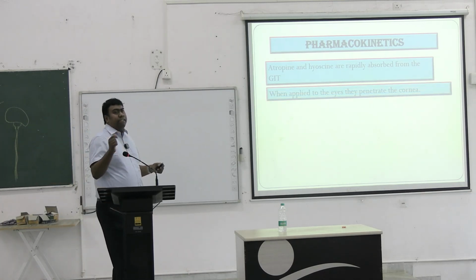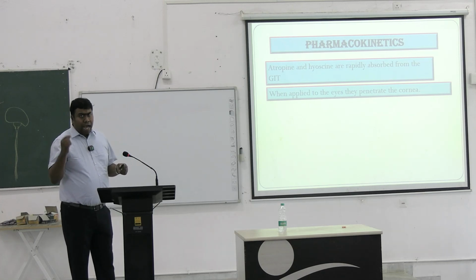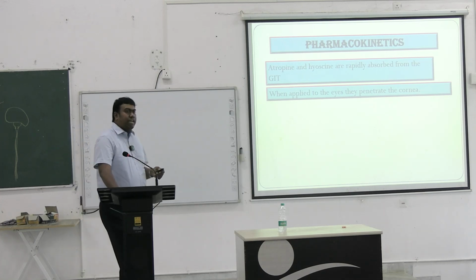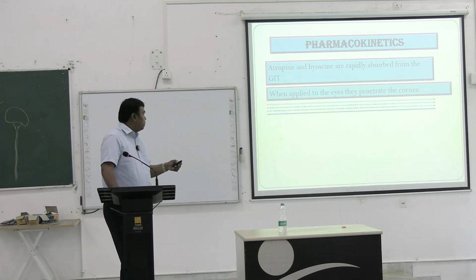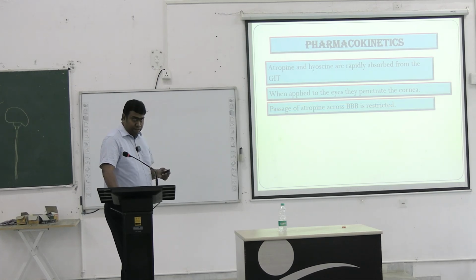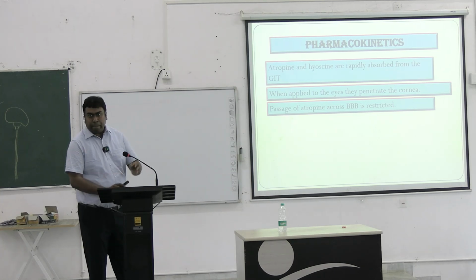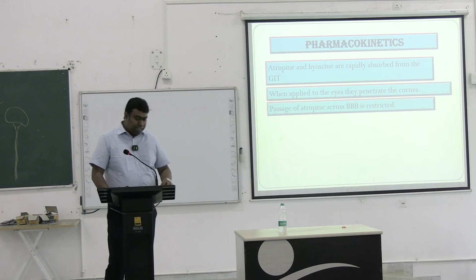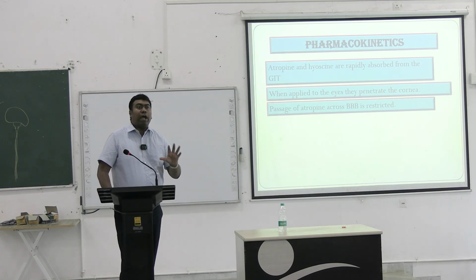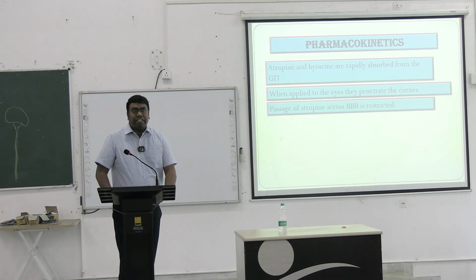When applied in the eye, it can penetrate the cornea smoothly. It can cross the blood-brain barrier. So what happened? If CNS effect, what are the CNS effects? There is a psychosis-like state, where you can see the psychosis effect or CNS effect of atropine.